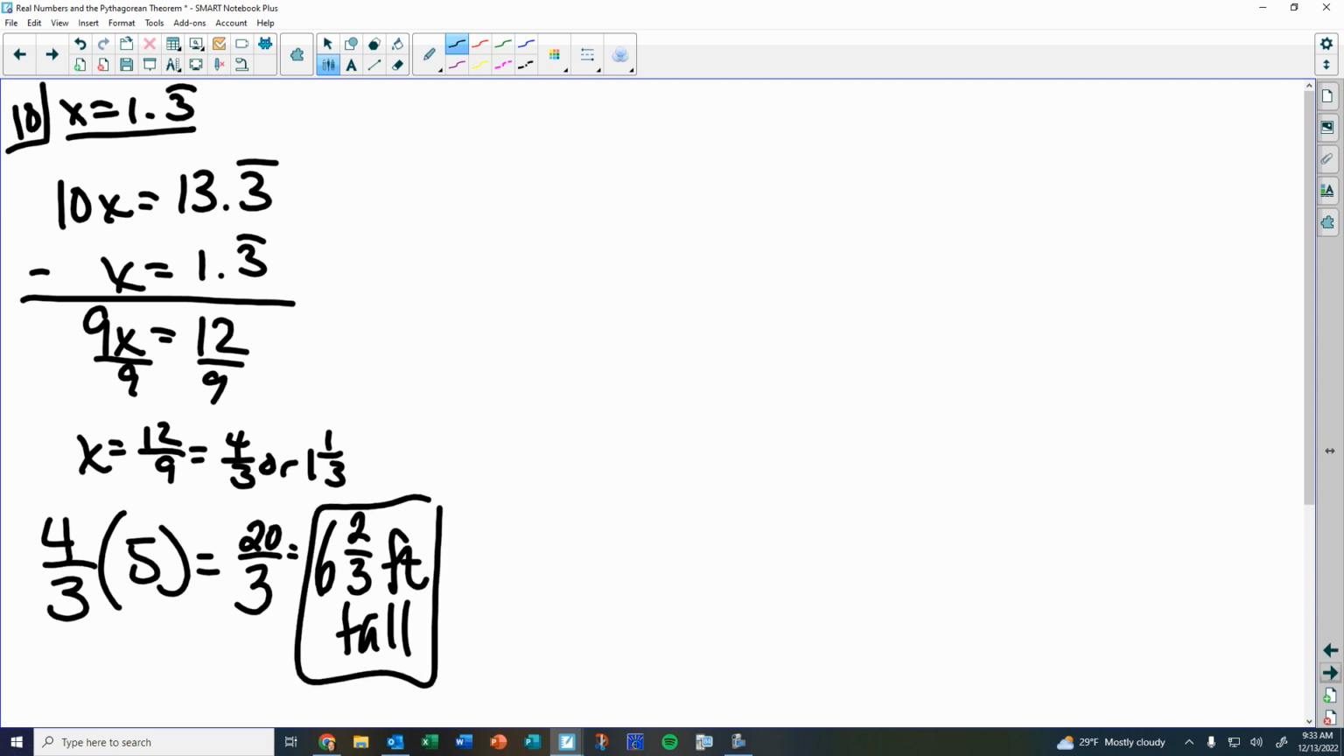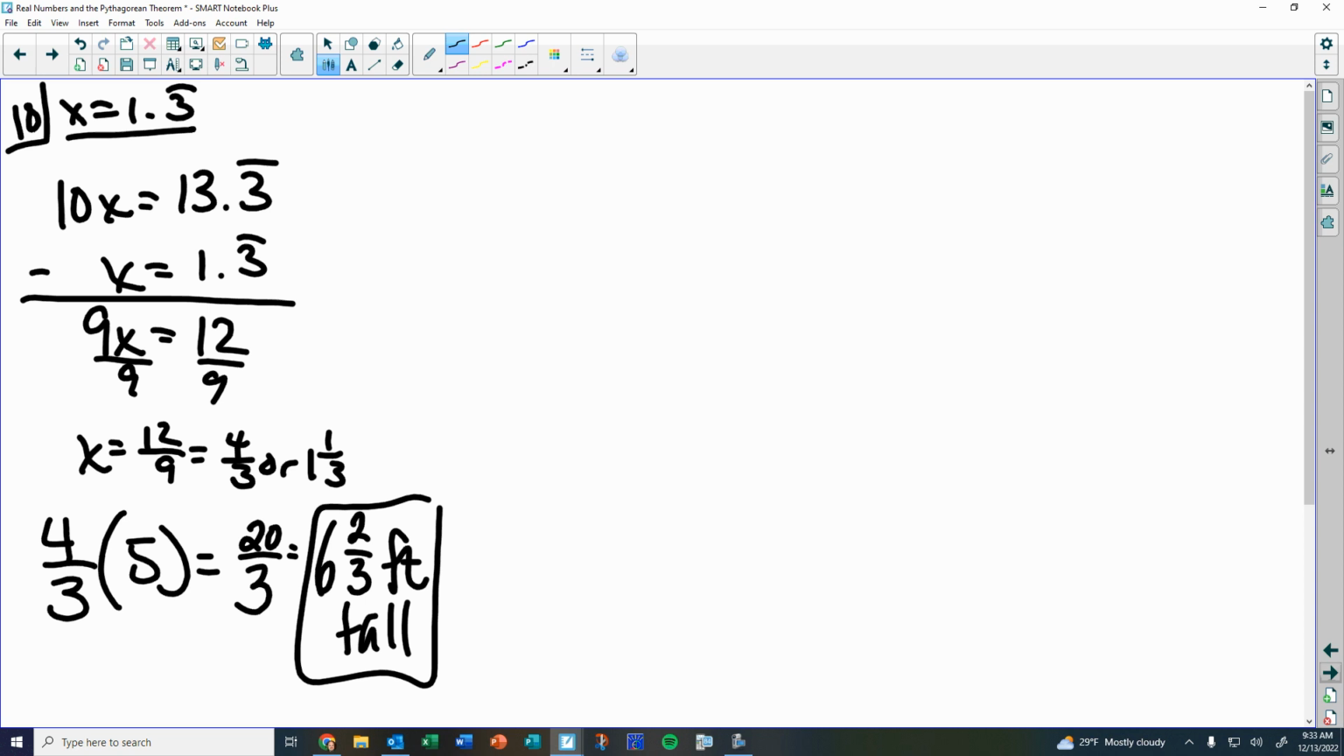So 6 feet and 2/3 of a foot. A foot is 12 inches, right? So he's 6 foot, 8 inches tall. Pretty tall. How many people got that?